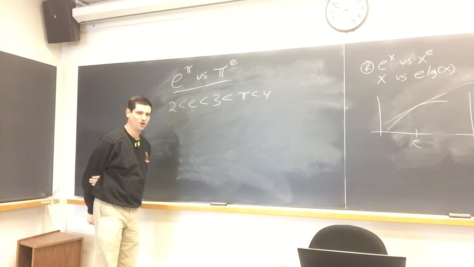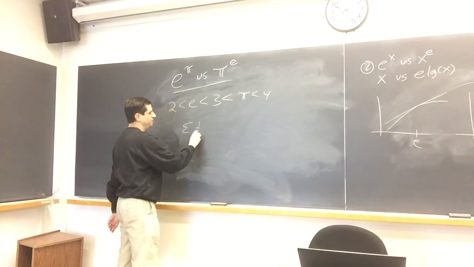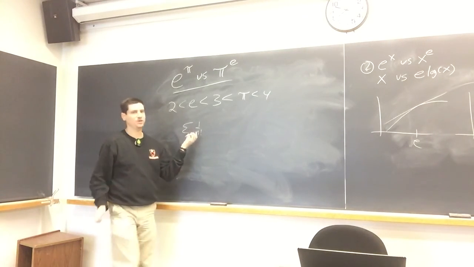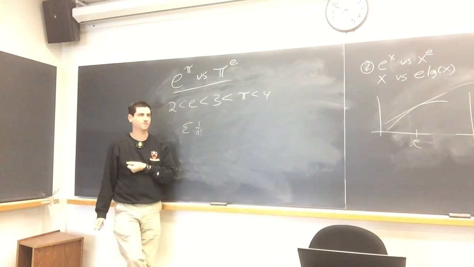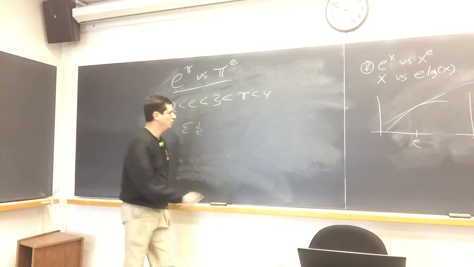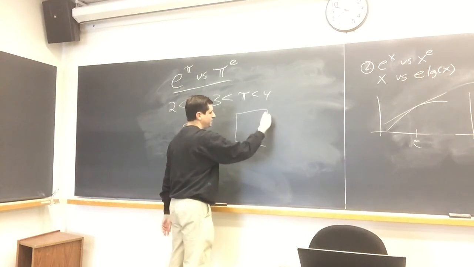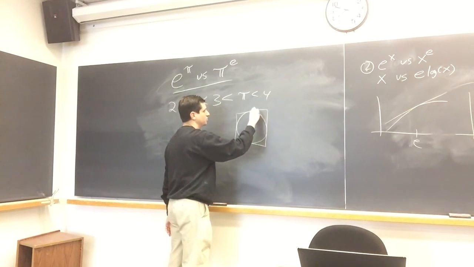This is not a strong result. If we know e is the sum of 1 over n factorial, we know the series rapidly converges. It's not too bad to show it's greater than 2 and less than 3. For pi, we need to show pi is between 3 and 4. Well, if I take a circle, never draw the square first, I guess.